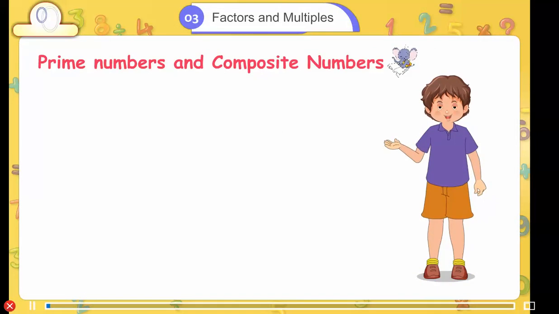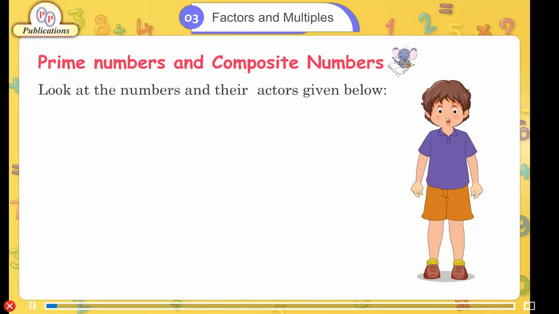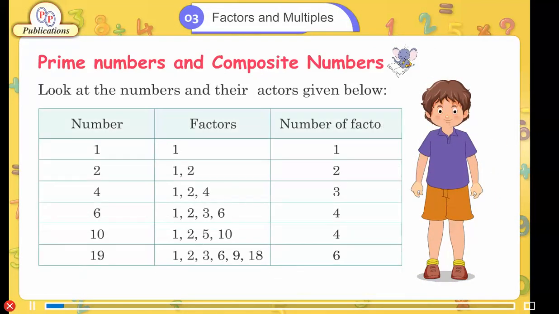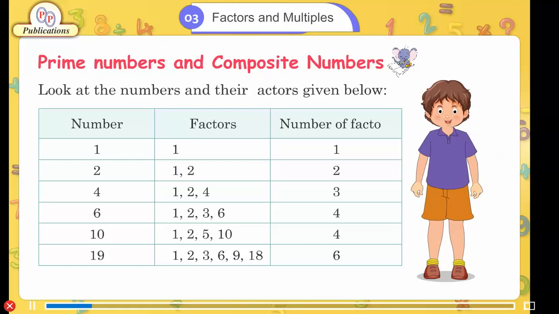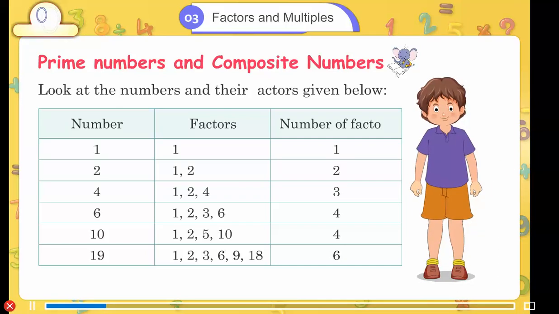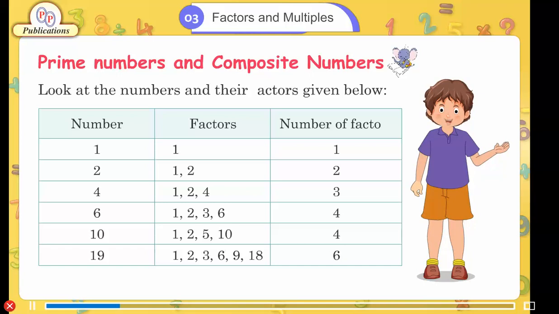Prime numbers and composite numbers. Look at the numbers and their factors given below. Number 1, factors 1, number of factors 1. Number 2, factors 1, 2, number of factors 2. Number 4, factors 1, 2, 4, number of factors 3. Number 6, factors 1, 2, 3, 6, number of factors 4. Number 10, factors 1, 2, 5, 10, number of factors 4.